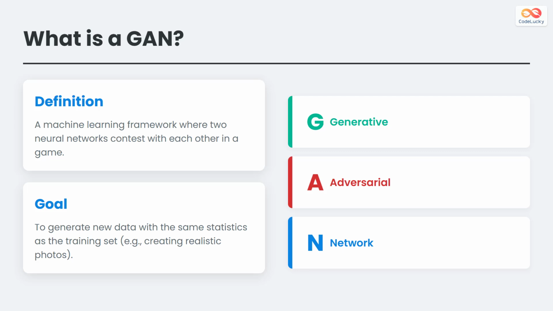Let us start with the basics. A GAN is a framework in machine learning where two neural networks are pitted against one another in a contest. The ultimate goal is to generate new synthetic data, like photos or audio, that looks so real it shares the same statistics as the original training data.